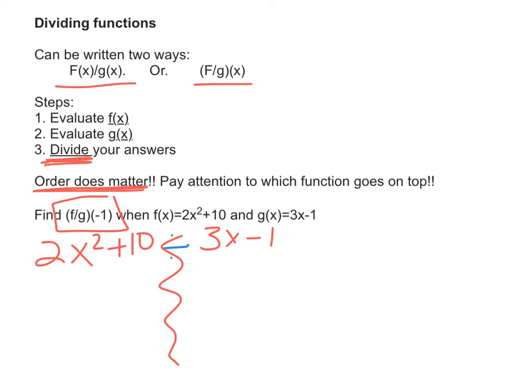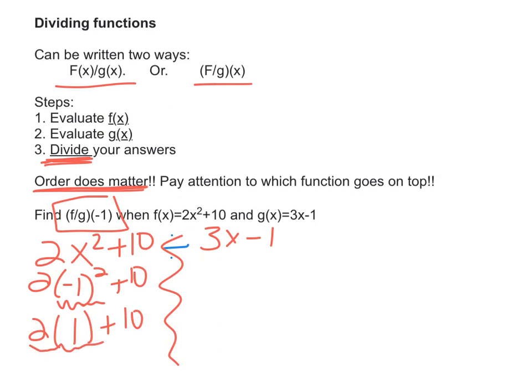Alright, let's evaluate f of x. So we're going to plug in -1. So 2, take out x, put in a -1 squared, plus 10. PEMDAS tells us to square first. -1 squared is -1 times -1, which is +1. Bring down our 2 times 1 plus 10. PEMDAS then tells us to multiply. 2 times 1 is 2. Bring down our plus 10. 2 plus 10 is 12. I'm going to bring this over here.